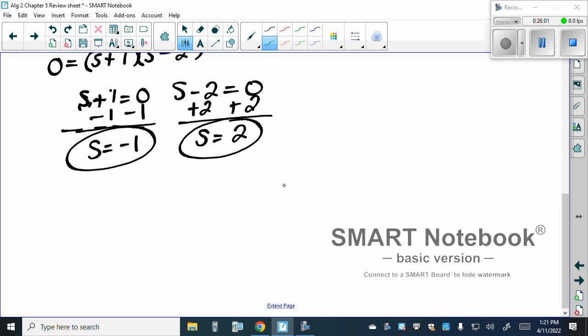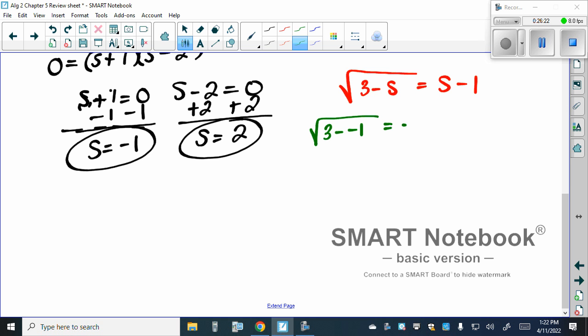Now this one, it's going to be good to check our answers, plugging them back into the original equation to make sure that they both work. As our original equation was the square root of 3 minus s is equal to s minus 1. Now our first solution that we got was negative 1. Square root of 3 minus negative 1 is equal to negative 1 minus 1.